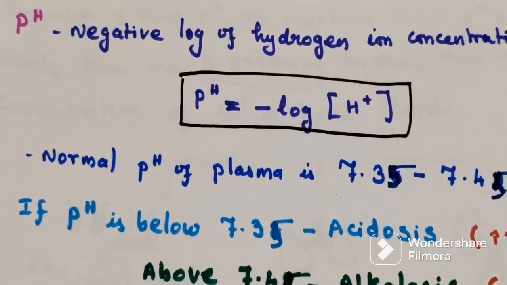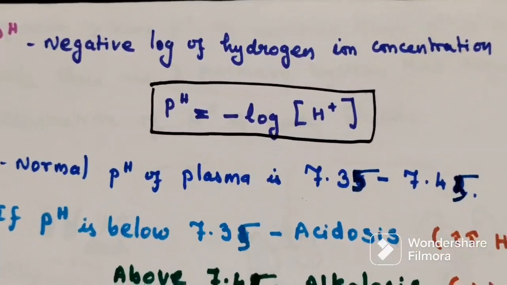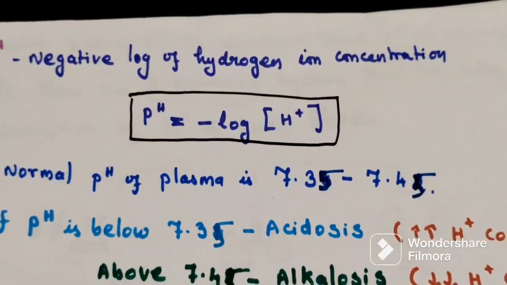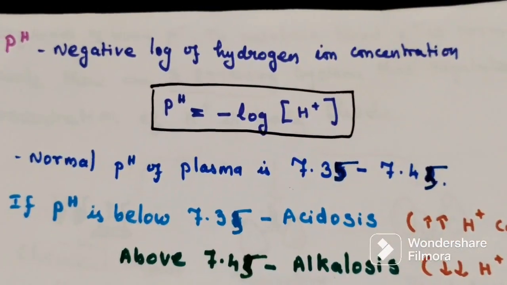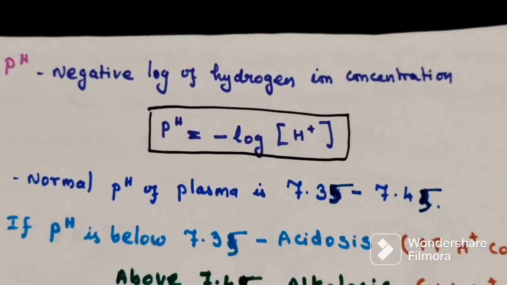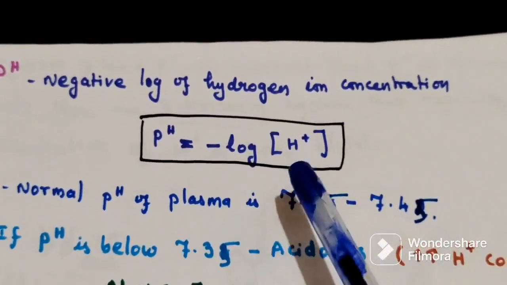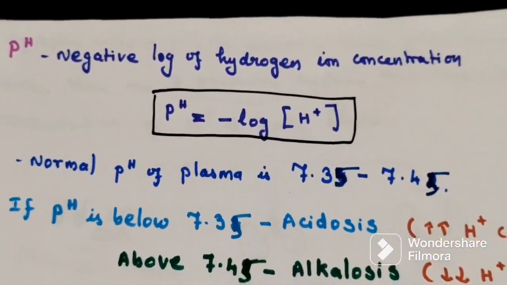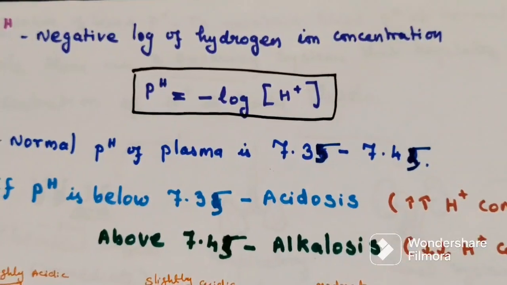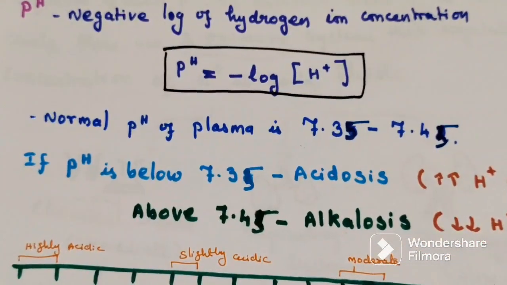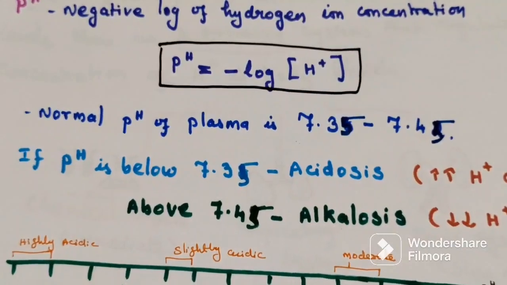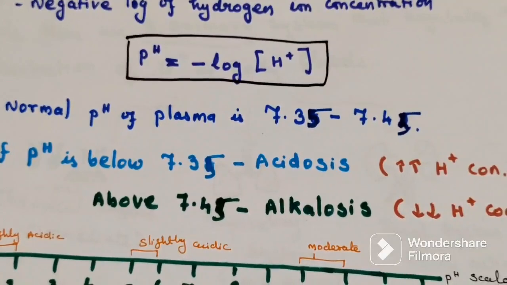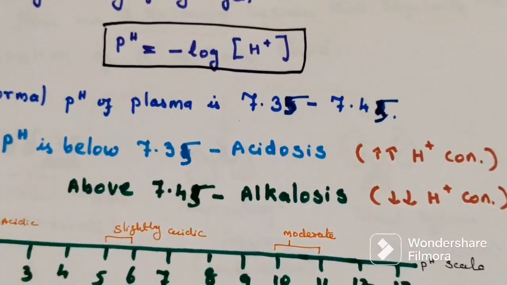Next, pH. What is pH? It is the negative log of hydrogen ion concentration in the plasma. pH is equal to minus log of hydrogen ion concentration. Normal pH of plasma is 7.35 to 7.45. If the pH is below 7.35, the plasma is called acidemia, and this condition is called acidosis.